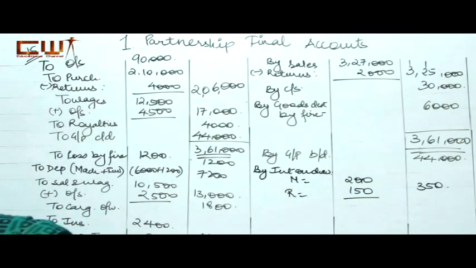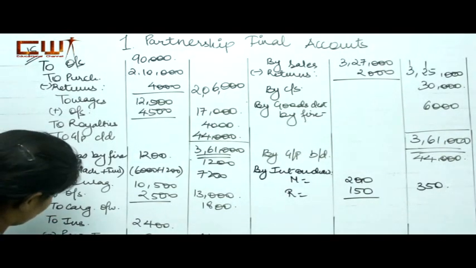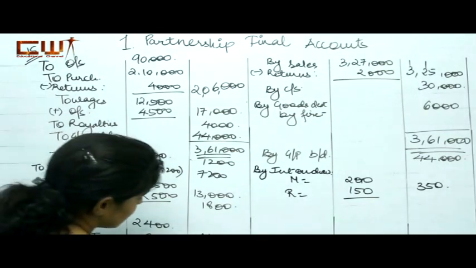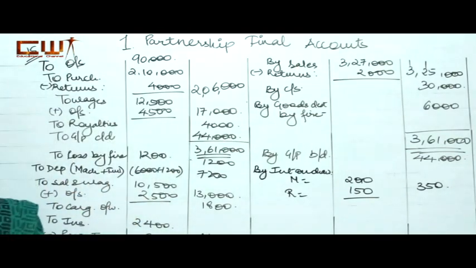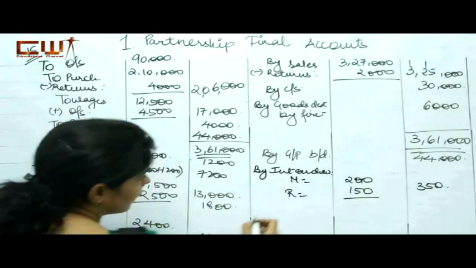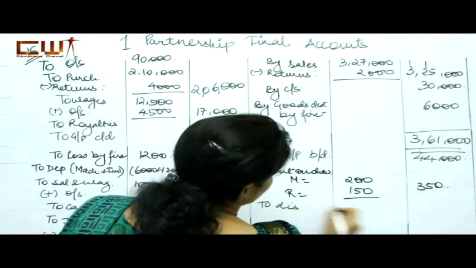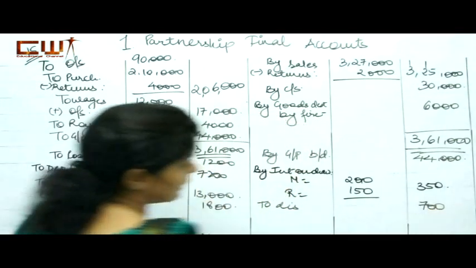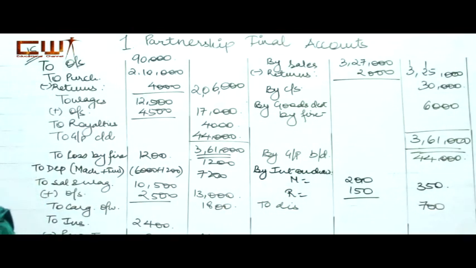Right? What next is given to you? Rent and taxes. Any adjustment given in the rent and taxes? No. Rent and taxes is 1,500. To rent and taxes, 1,500. Right? What next is given to you? Discount. Discount 800 and 700. Anything else given? No. So to discount you have 800, and to discount you have 700. Anything else?